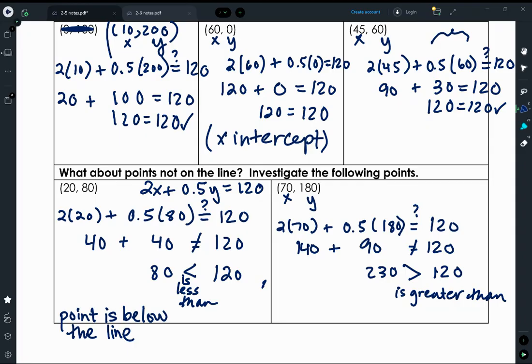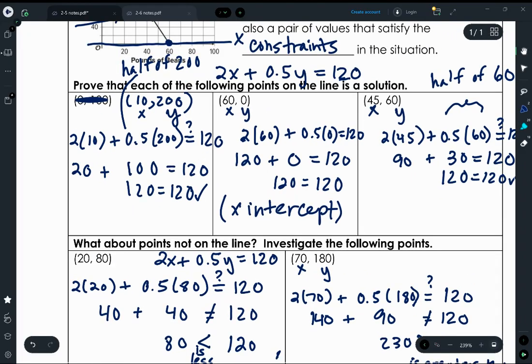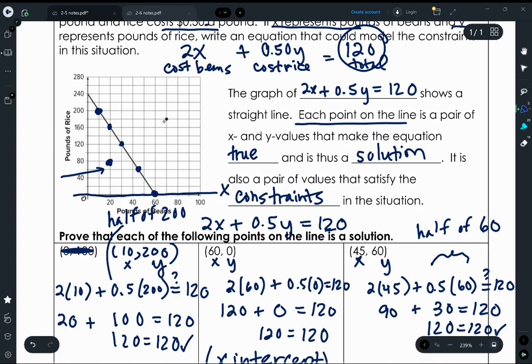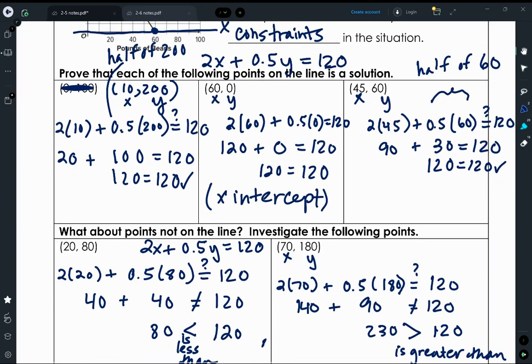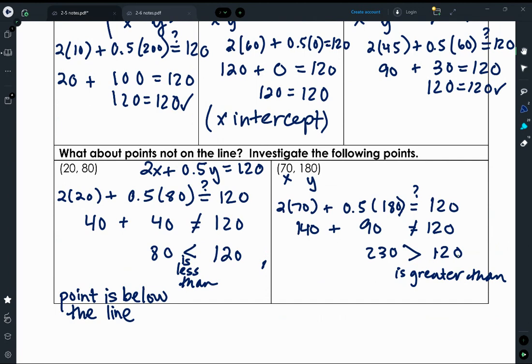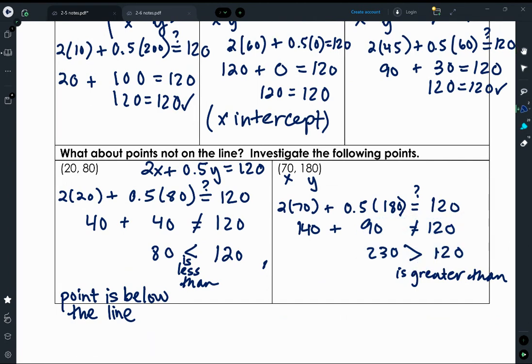And if I look at this point, 70, 180 is a point right here. So this point is above my line. This one was below, this one was above. So you might have guessed that that's how it was going to work out. So when I found that the cost was greater than the amount I have to spend, the 120, the point was above my line. Above the line. As always, make sure you get help during class if you need it.